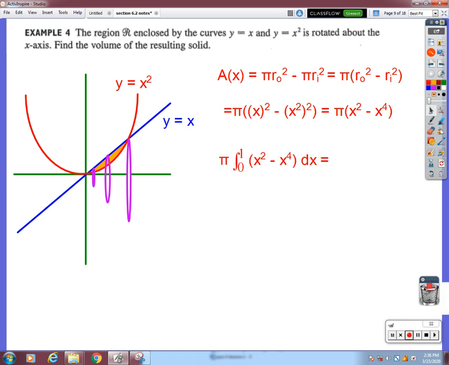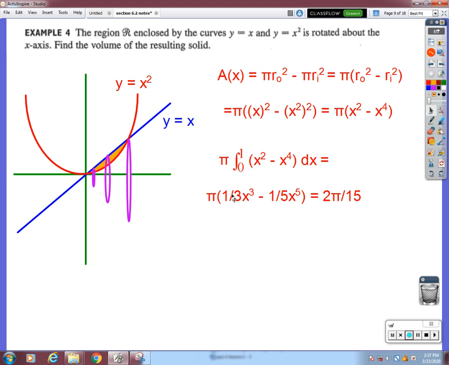So to turn that into an integral, look at how techie I'm getting. Figured out how to do an integral symbol on this little flip chart thingy. Again, I'm going to factor the pi out because that's a constant. My limits of integration are 0 to 1 because these two curves cross at 0, 0, and they also intersect at 1, 1. So I'm doing pi times the integral from 0 to 1 of x squared minus x to the fourth dx. Alright, so that is a very easy antiderivative to do once we have it all set up.